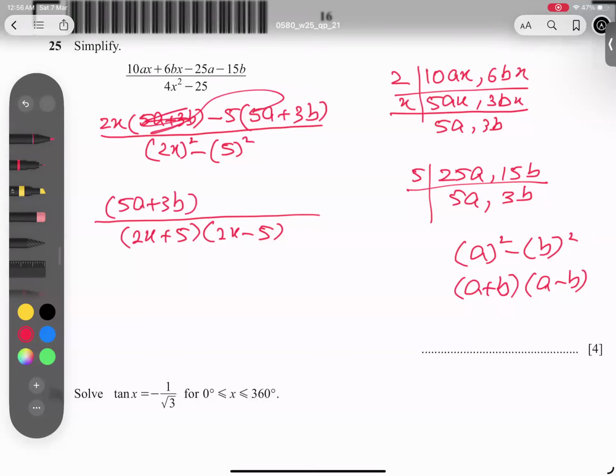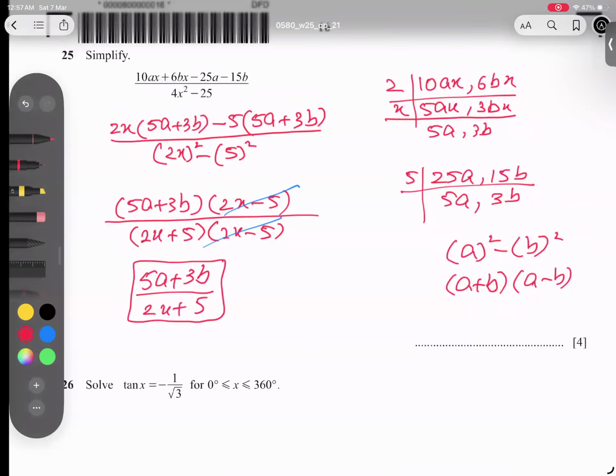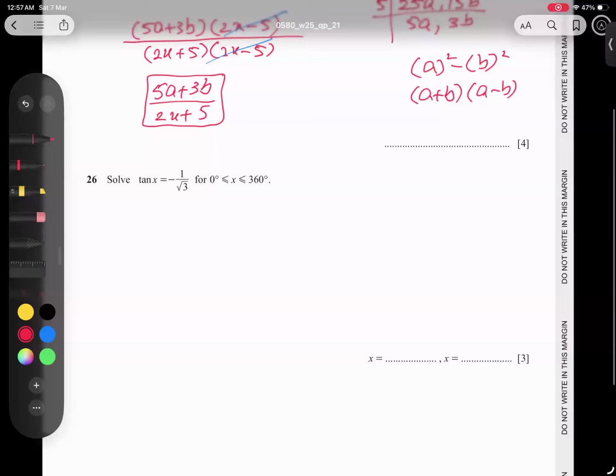I will take 5a plus 3b common out. If I take this out, what is left? 2x minus 5 is left. So 2x minus 5 cancels with that, and this is our final answer. I hope the concept is clear and we have done it. Question number 26. Okay, and maybe the last question of the paper.